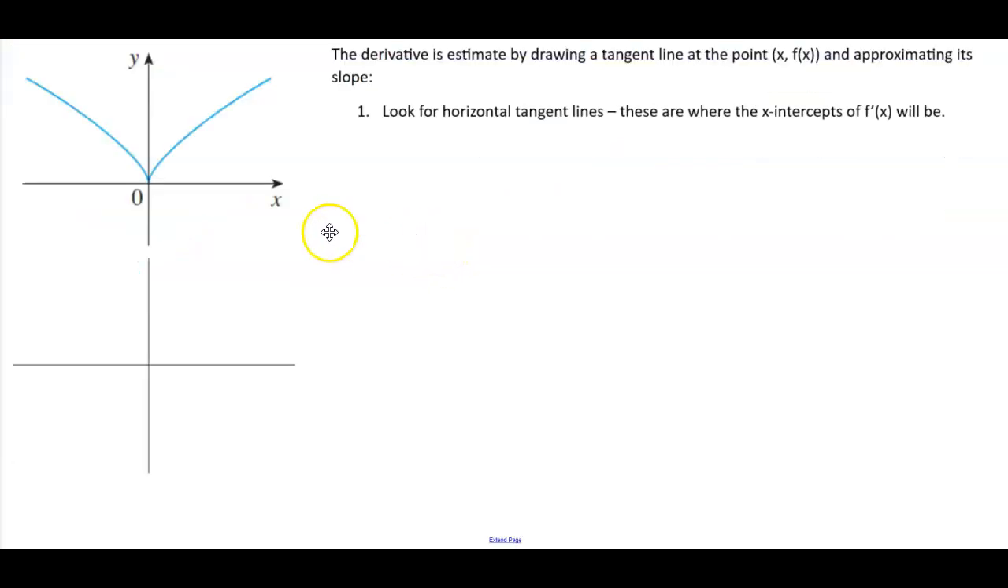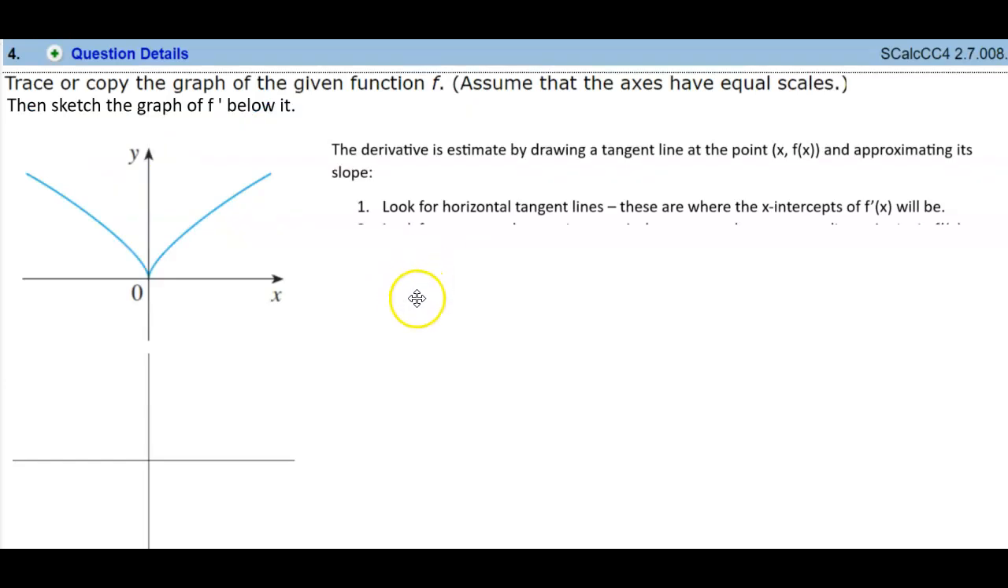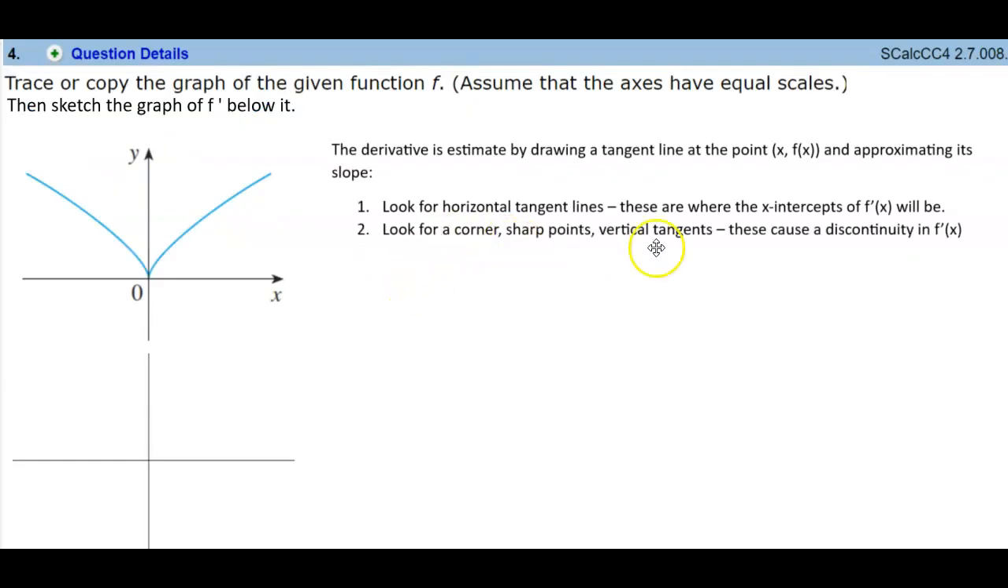The first thing we want to do is look for any horizontal tangent lines, and these are where the x-intercepts of the derivative function will be. Well, if we take a look at this function, we do not see any horizontal tangent lines on this particular function. Now for step 2, it says look for a corner, sharp points, or vertical tangents, and these cause a discontinuity in a derivative function. Well, if you notice here, there is a corner, and that corner is right here at the origin. Okay, so this is a corner.